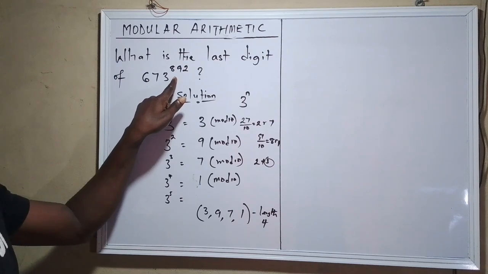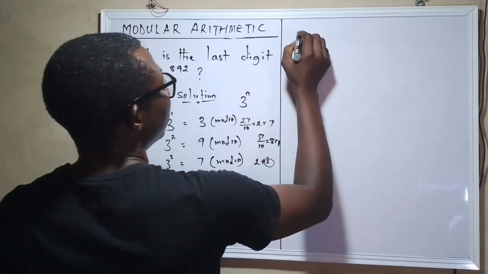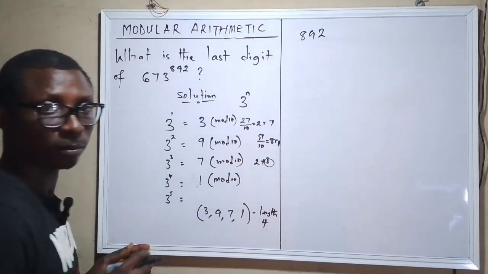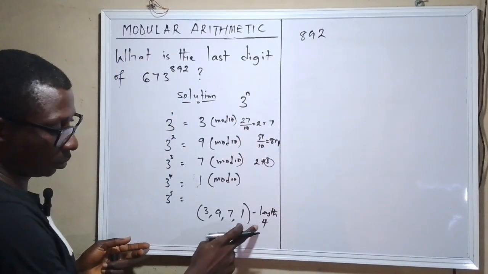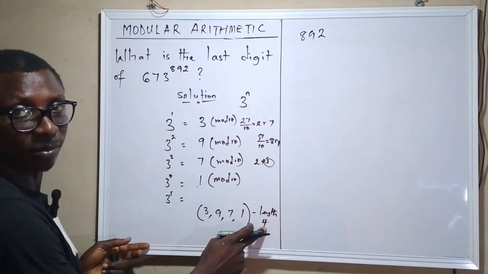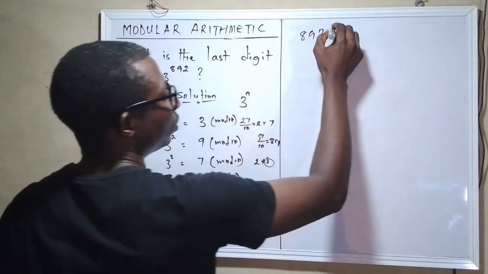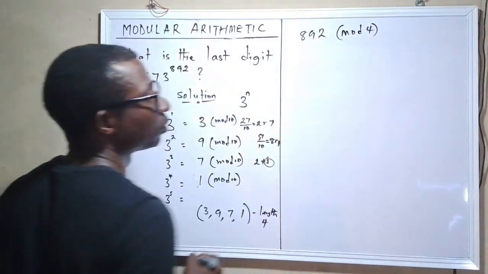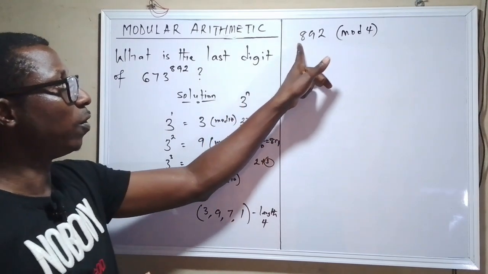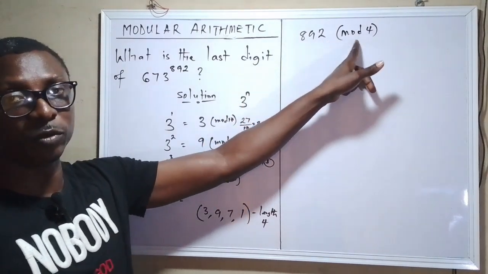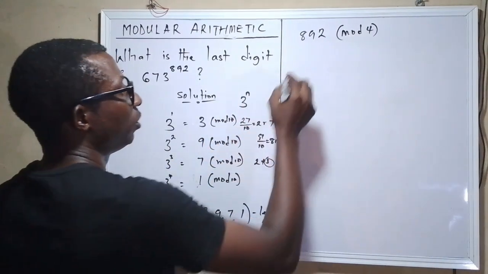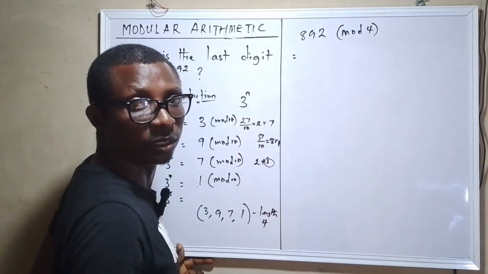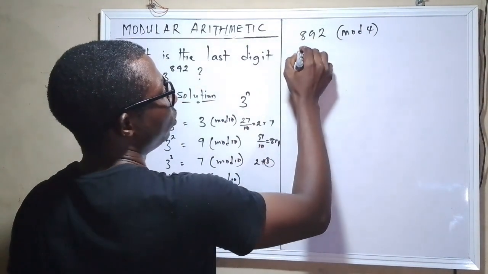All right. So after doing this, you come here. Look at the power we have here. That is 892. Okay, so the length here is the same thing as the mod. So you write mod 4. So you look for this number in mod 4. So how do we do that? That is when you divide this by 4, what is going to be the remainder? Right, so let's do that.